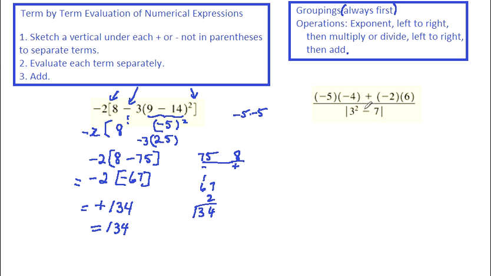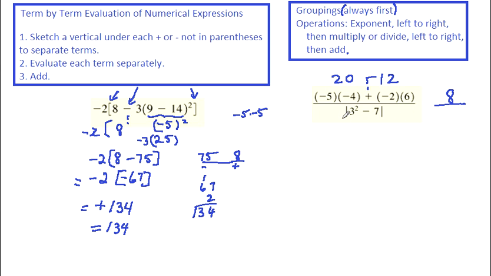Now this one over here, we could sort of group in the numerator, just separate by addition these two parts. Negative 5 times negative 4 is negative 20, which is a positive 20. And negative 2 times 6 is a negative 12. All right, so we have 20 and negative 12, which is 8. So we're ending up with 8 over.